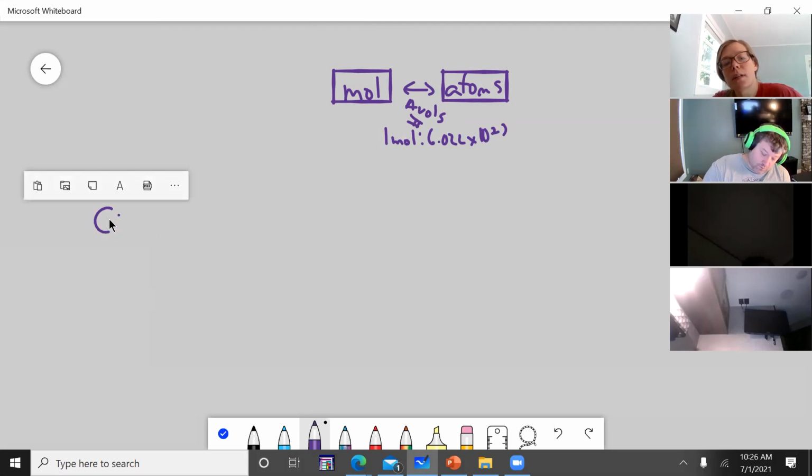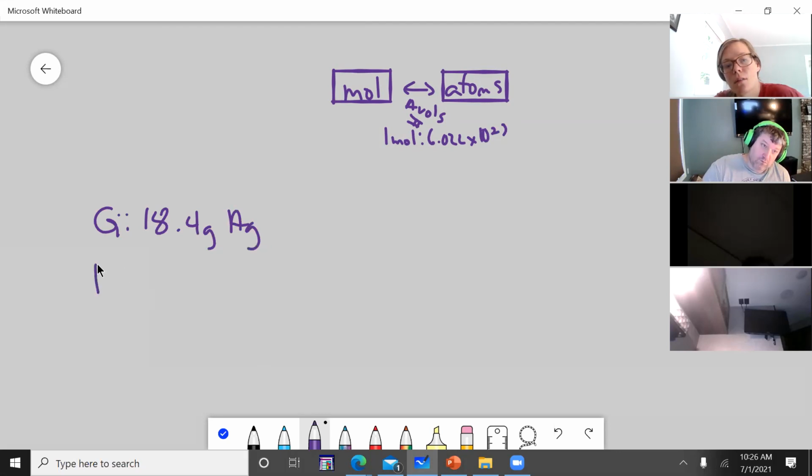So you guys work on this one. Given you have 18.4 grams of silver. No, not grams. We are so not even there yet. Let's go with 18.4 moles of silver. I want you to find the number of silver atoms.